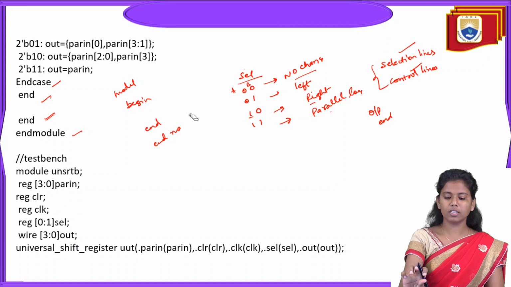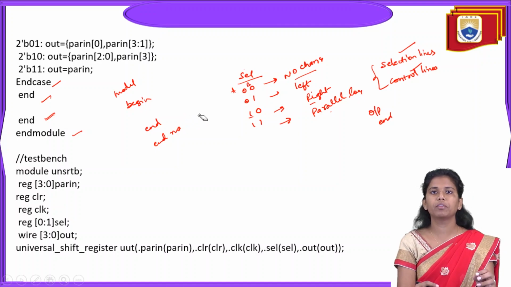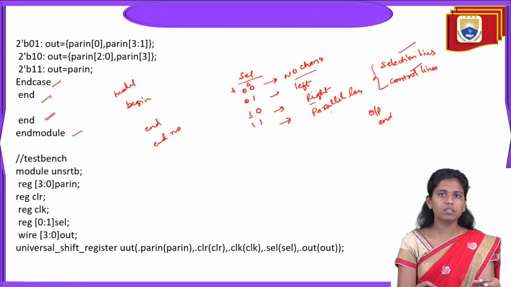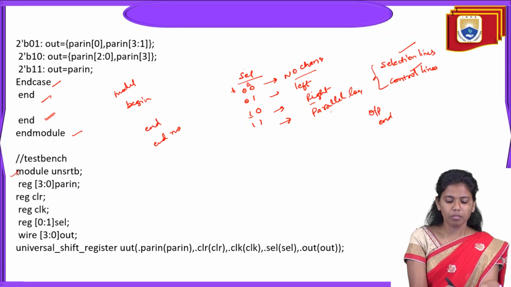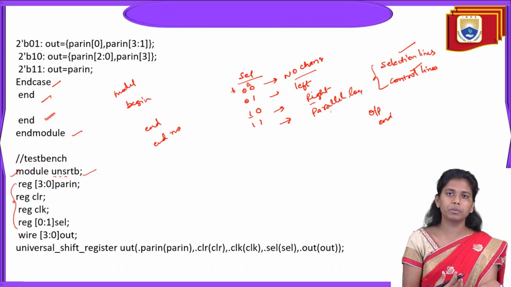Now we will see the test bench code. For each and every Verilog code, you have to write the test bench code as well. The test bench code differs in small ways: the module is the universal shift register test bench. Then reg and wire are the data types, meant to store the representations of the inputs and outputs.